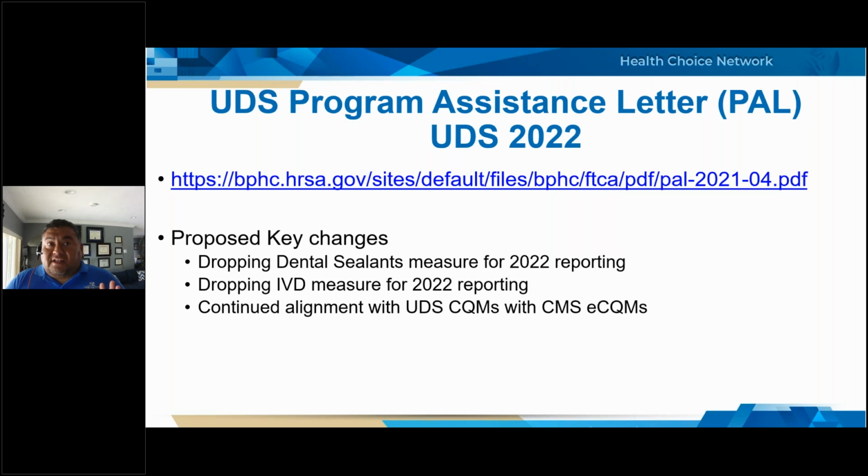Now, these are proposed, these haven't been finalized, and as soon as they are finalized, and the 2022 UDS manual is out, we at HCN obviously will communicate that to you and help you get on board with all of the changes that are coming for 2022. Some of those proposed key changes are dropping the dental sealants measure for 2022 reporting, also dropping the IVD measure for 2022 reporting, and continued alignment of UDS CQMs with the CMS eCQMs. So those are the proposed changes on the PAL for 2022.